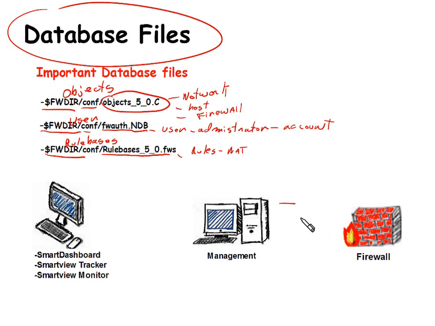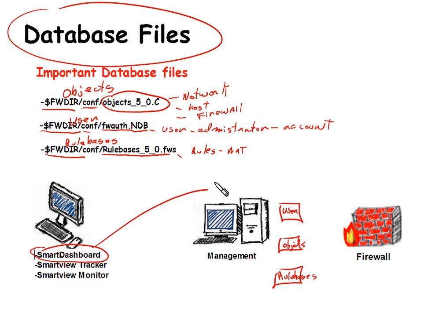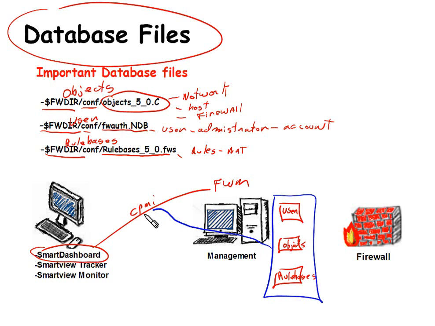So on the management station, you have three databases: the users database, the objects database, and your rulebase database. These are just files that store all the information. When your SmartDashboard connects to the management station, it's going to connect to the FWM process, as we stated before. It uses the CPMI protocol to connect, and all these objects need to be sent down to the GUI client. So all this information is going to be sent over the CPMI channel to the SmartDashboard, and the SmartDashboard will populate with all the users and rules.